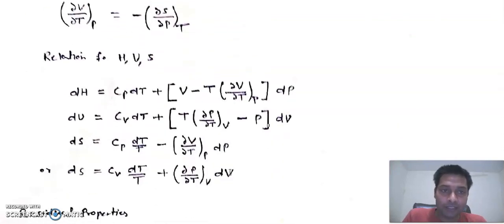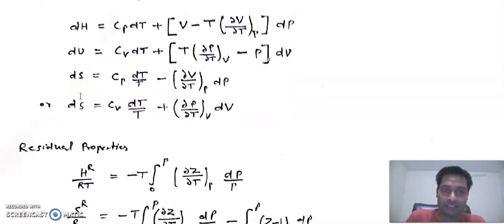For example, with the help of these Maxwell equations, we have derived equations to calculate the change in enthalpy, internal energy and entropy. These equations are in terms of temperature, pressure and volume. These are all measurable quantities. So in this manner we simplify these equations with the help of Maxwell equations.